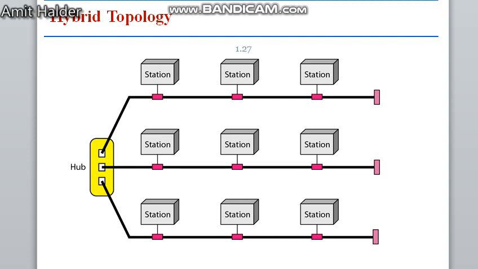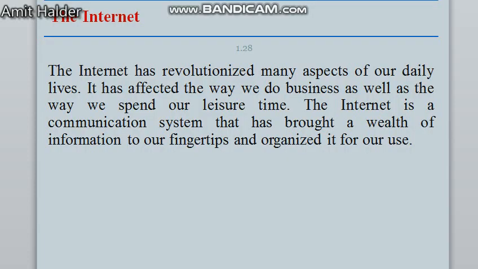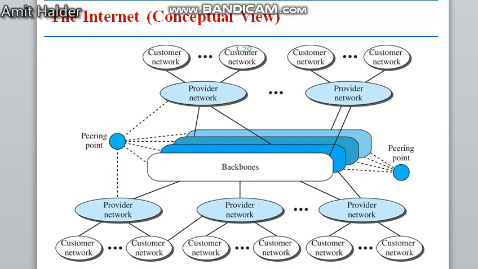For this hybrid topology, now the internet comes to the fore. The internet has revolutionized many aspects of our daily lives. It has affected the way we do business as well as the way we spend our leisure time. The internet is a communication system that has brought a wealth of information to our fingertips and organized it for our use. As you can see here, there is a conceptual view of the internet.